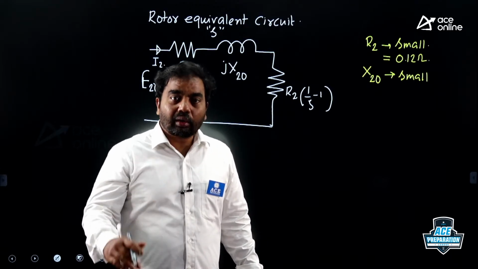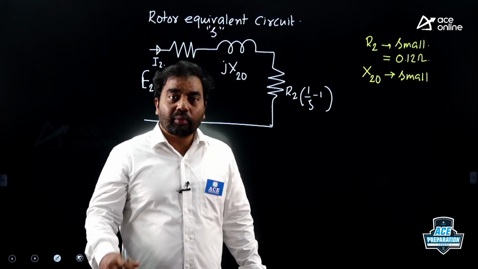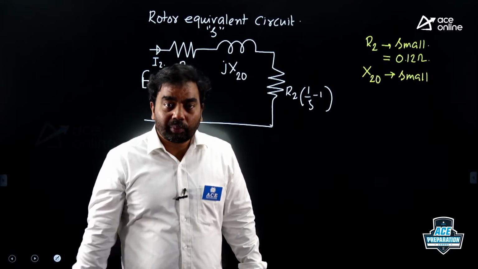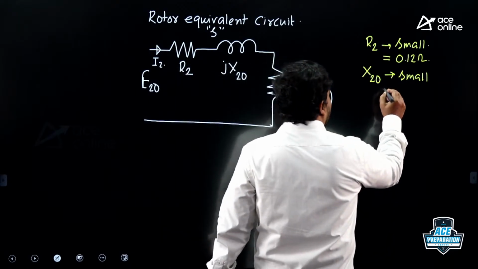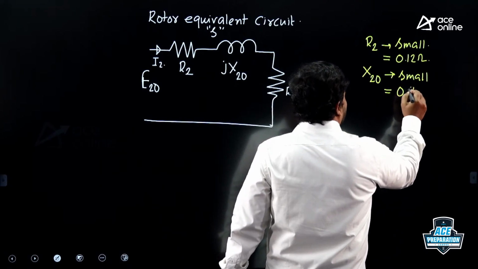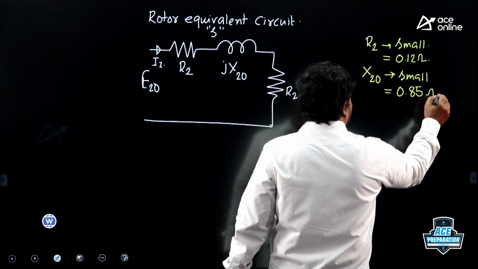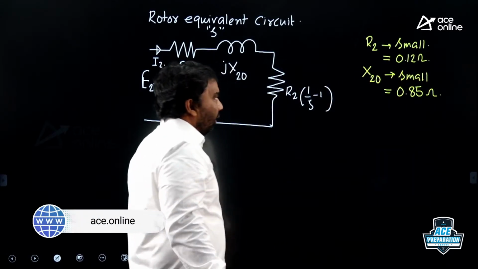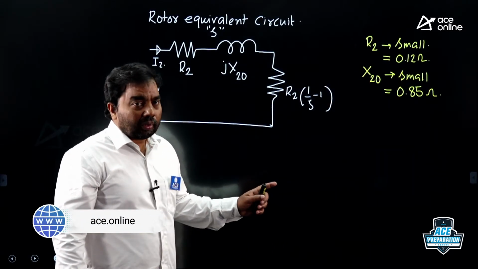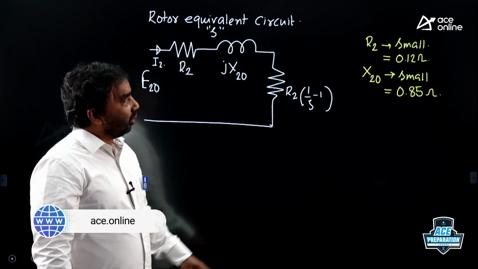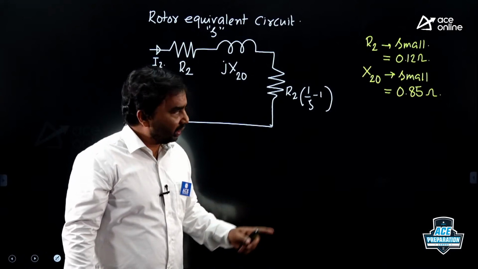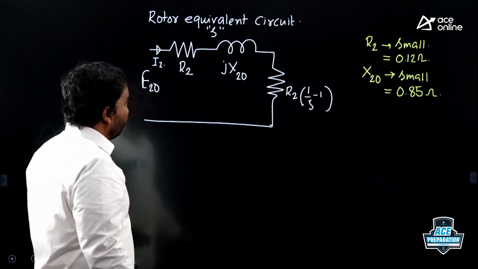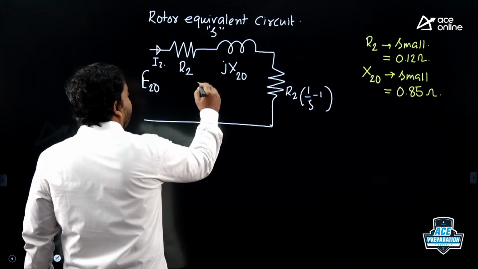So for more torque, the rotor should receive more active power. For that, the leakages should be less, so the leakage reactance will be less. Let us consider in our case, the leakage reactance is 0.85 ohms. Let us take that generally. So whatever induction motor we have considered, let the rotor winding resistance be 0.12 and the leakage reactance at standstill be 0.85. So this is the rotor equivalent circuit at any slip.